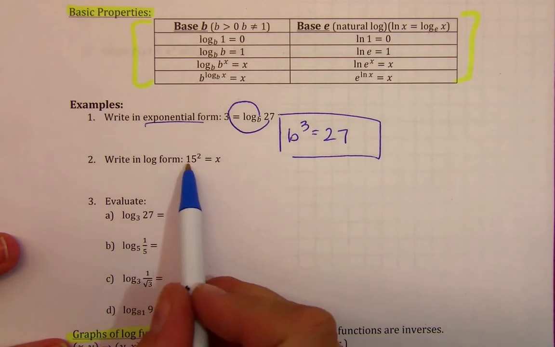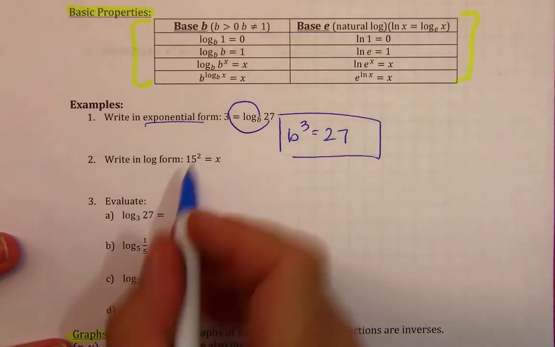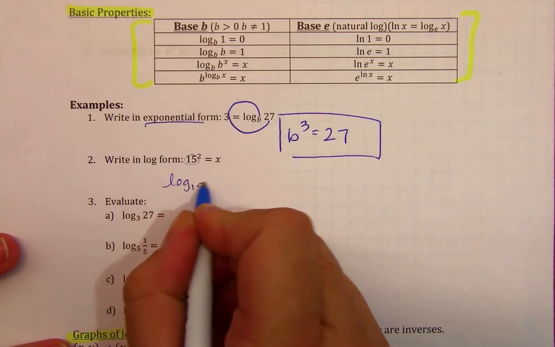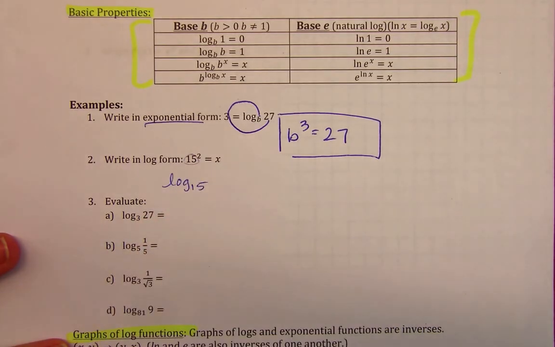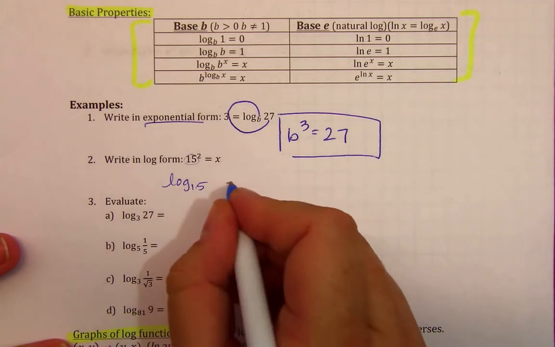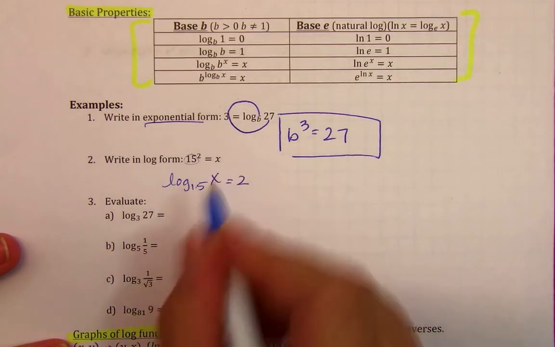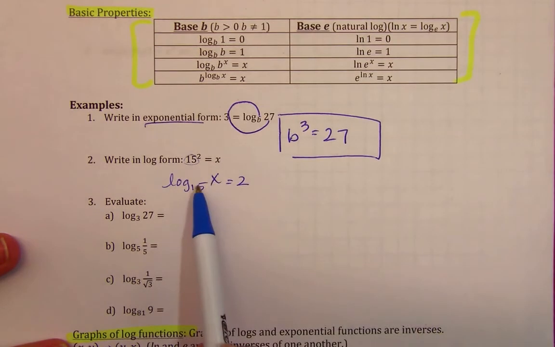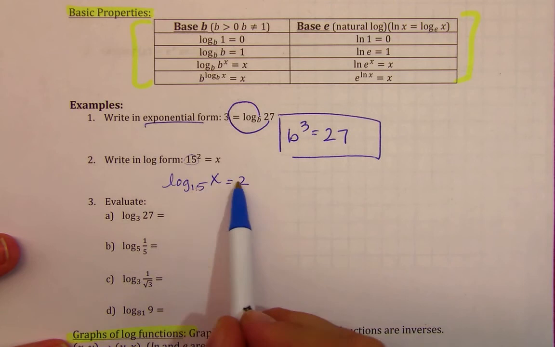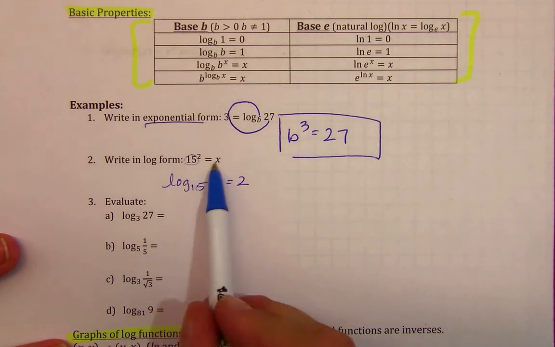Now we can go the other way. We have exponential form right here, and whatever my base is, that's going to be the base in my log as well. And then here we'd have 15 to the power of 2 equals x on the other side. We can check our work to see if we did this correctly by using the Snail rule: 15 to the power of 2 equals x, and that's what we started with.